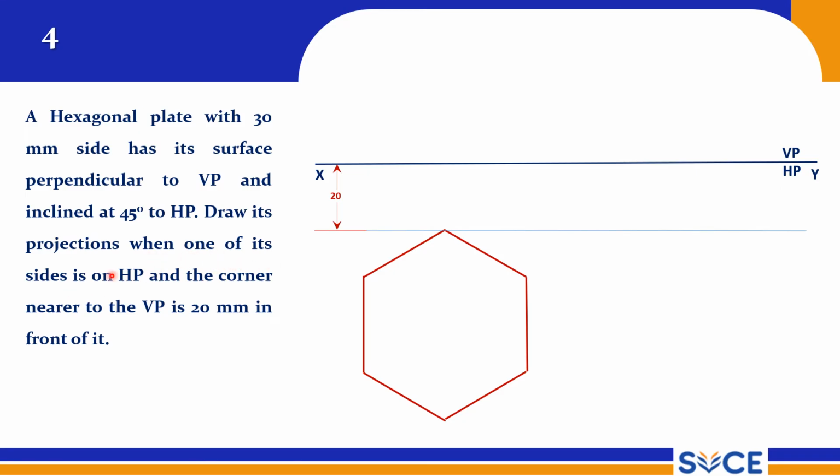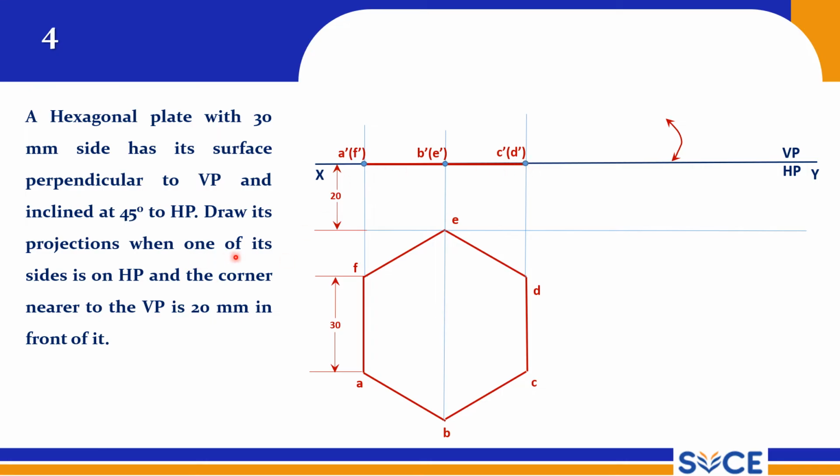Please underline this statement. When one of its sides is on HP means, so this is the side, right? So with respect to this side, you are going to tilt the surface. That is obviously a straight line. So now you draw the straight line here. So this is your front view, this is the simple front view. So this is now the first step, and this is the front view.